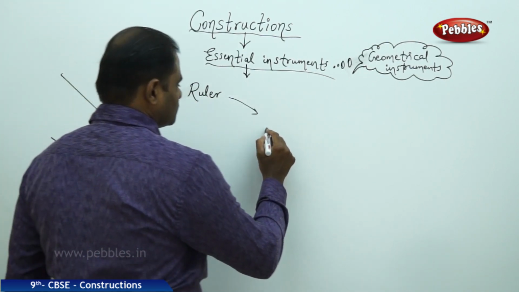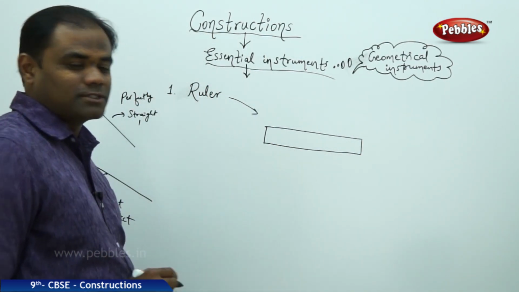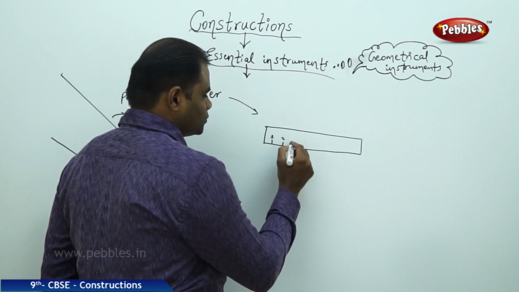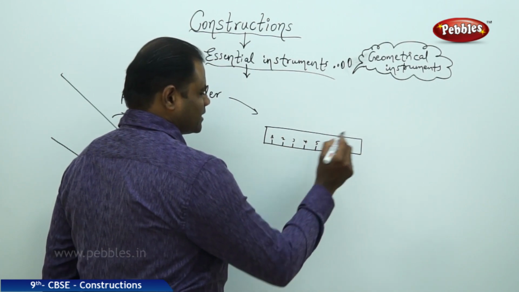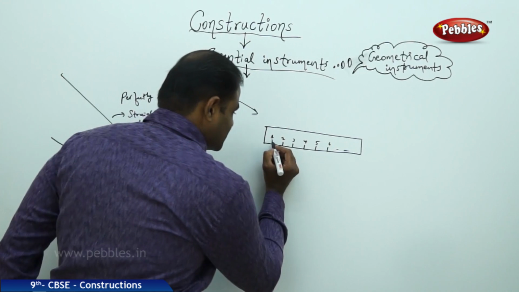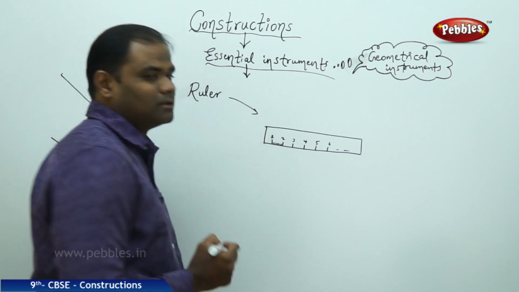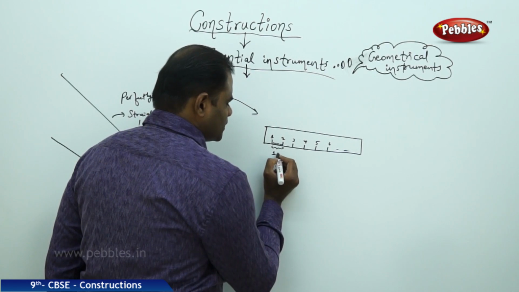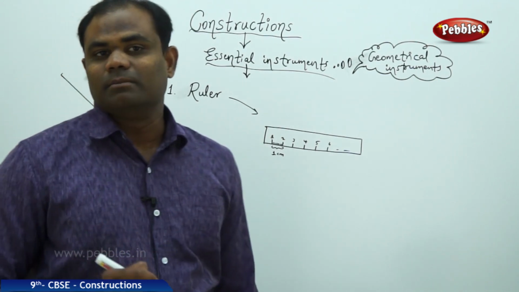Usually a ruler has the measurements on each of its sides, where it starts with 0, 1, 2, 3, 4, 5, 6, etc. up to 10, up to 20. And it has subgrids divided up to 10. So there will be 10 in number, which gives me millimeters. So here this length makes 1 centimeter, and each of the smaller lengths makes 1 millimeter.